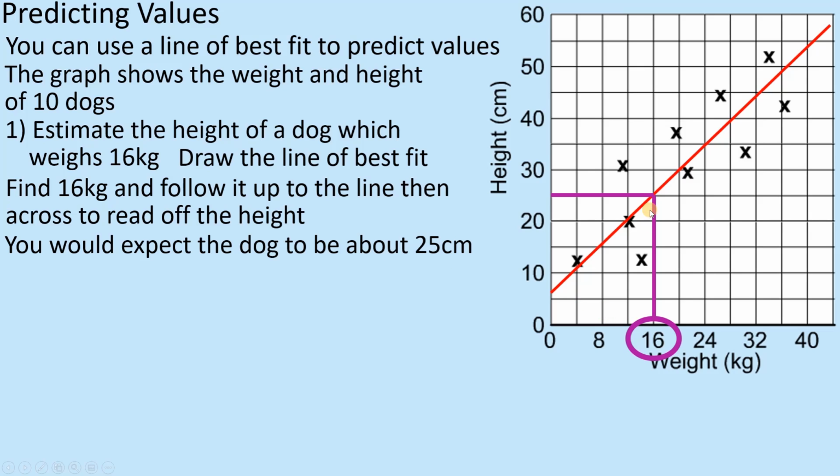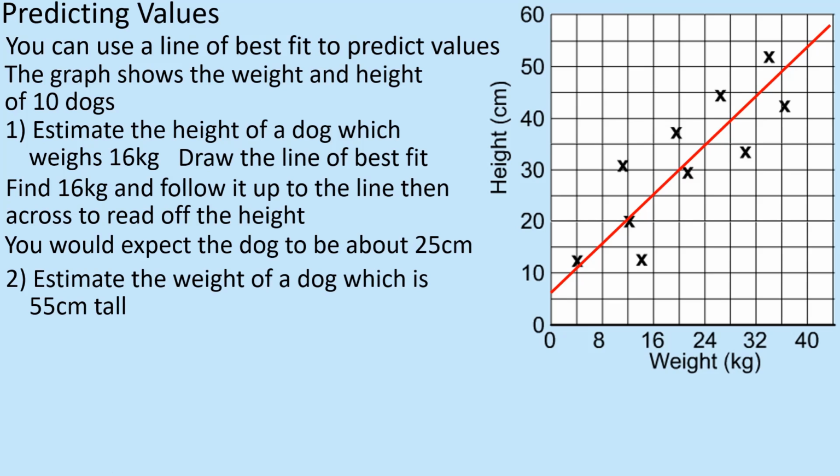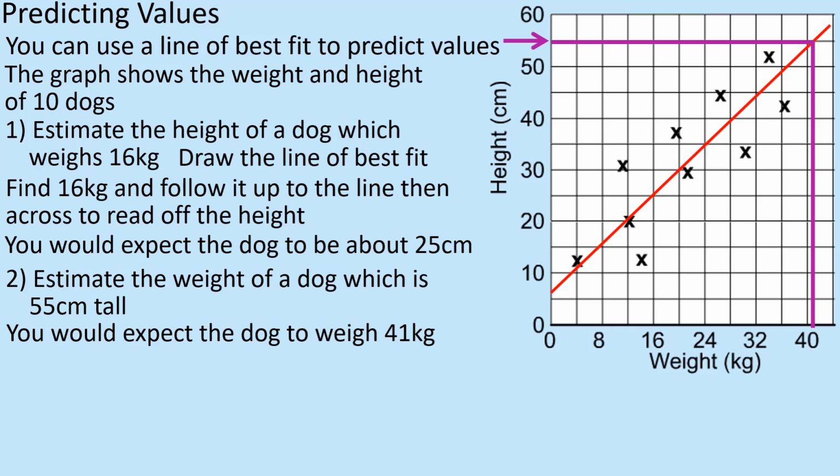All right, so from 16 up you go, and then across and measure the height, and using the line of best fit, we're estimating it's 25 centimeters tall. Okay, so now estimating the weight of a dog which is 55 centimeters tall. So we're going to find 55 on here, and move across to around about here, and you can see from our line it just goes past 40, so maybe about 41, 42, or something like that. Let's have a look. So 41 they've gone for. As long as you're drawing the lines across and the lines down, then you'll be all right.